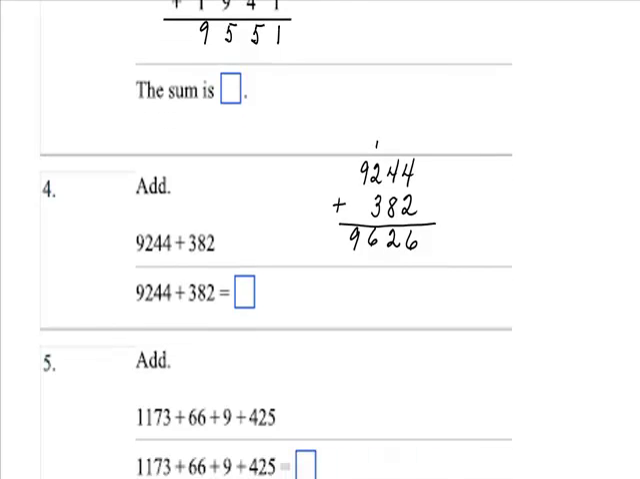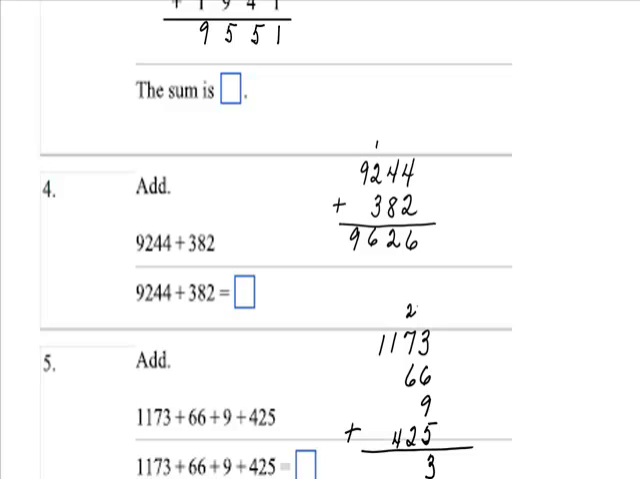All right, the last one, number 5. I have 1,173. I have 66, 9, and 425. This would be a little easier if I had lined paper, but I'm trying to be as neat as I can be. So I have 3 plus 6 is 9. 9 and 9 is 18. 18 and 5 is 23.